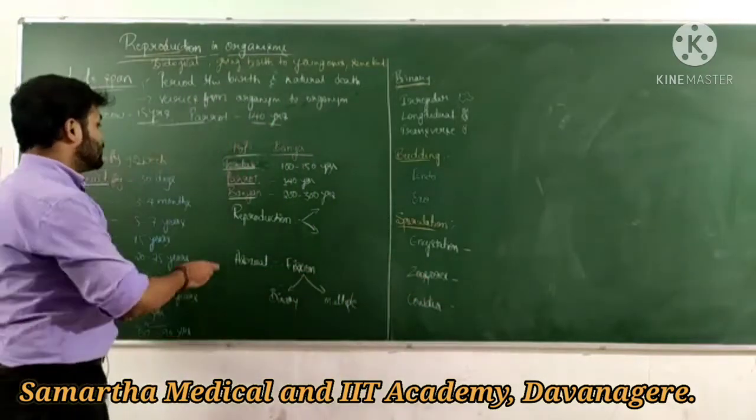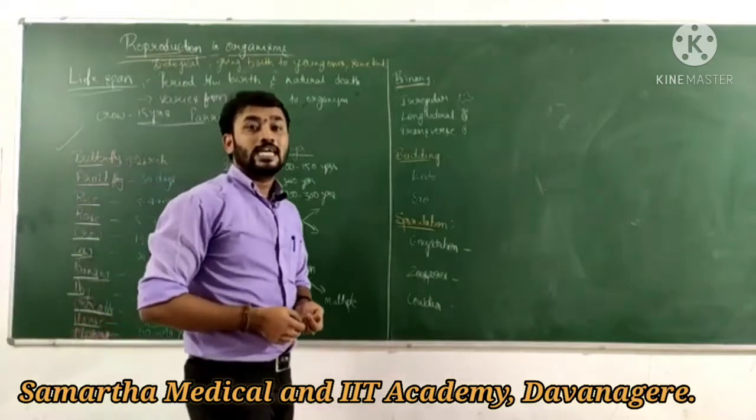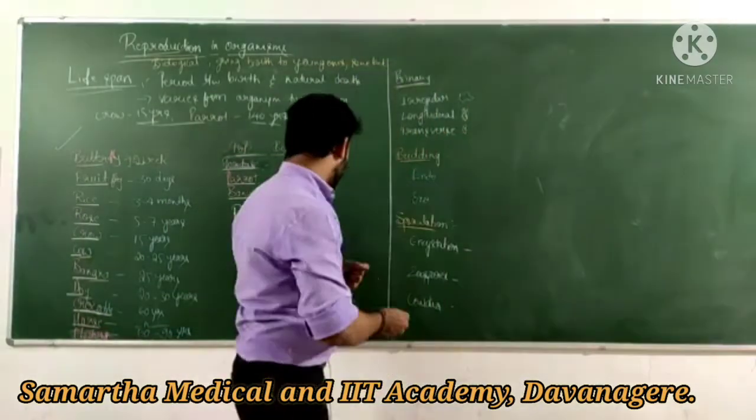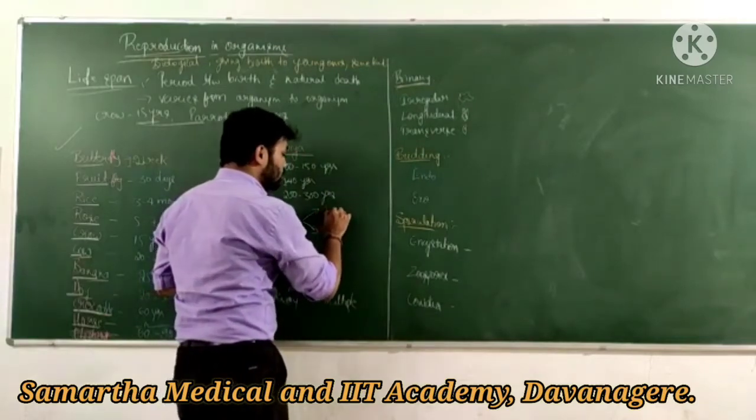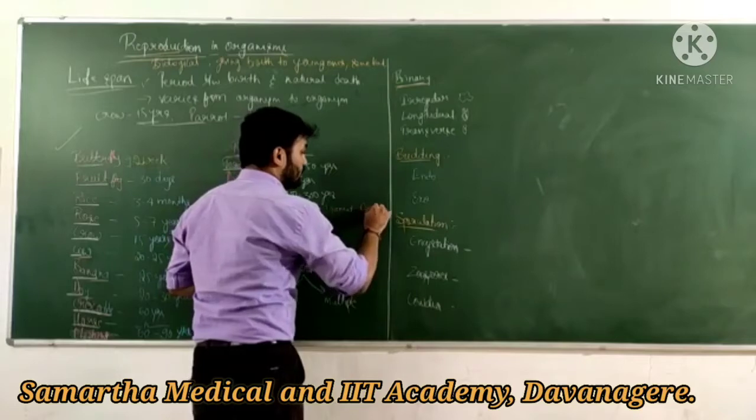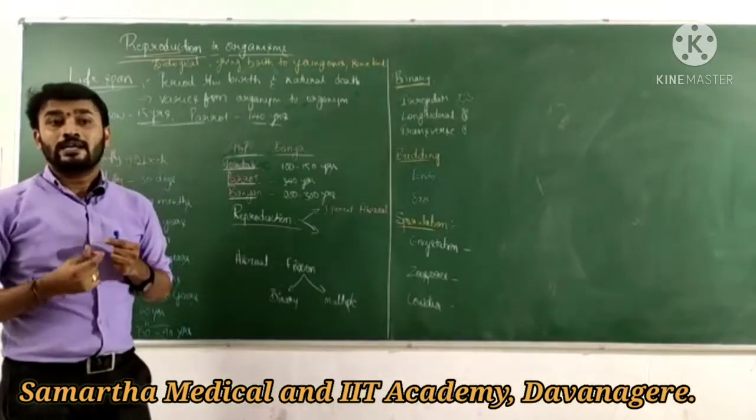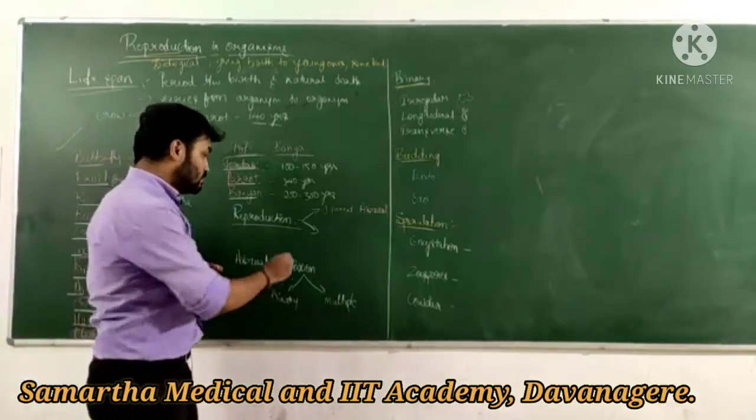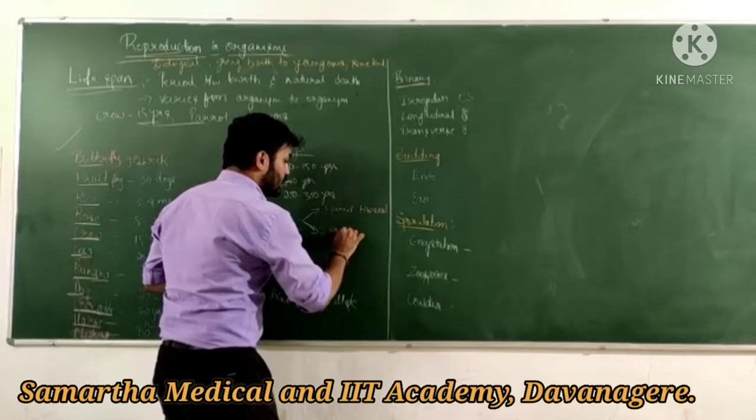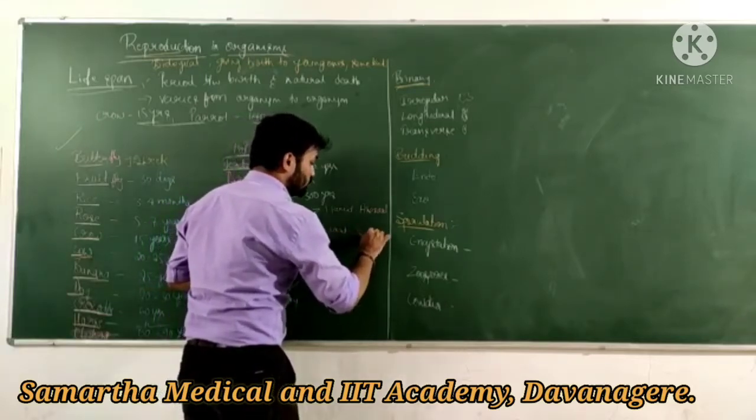As we said, reproduction is of two types based on the involvement of parents. If one parent is involved in the reproduction, it is called the asexual method of reproduction, which is uniparental reproduction. Whereas if two parents are involved in the reproduction, it is usually called sexual reproduction.